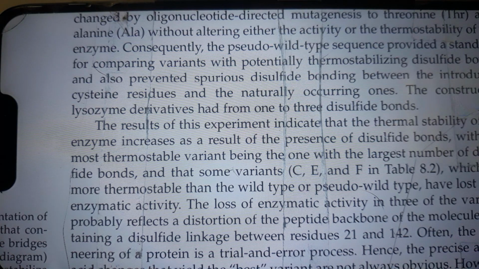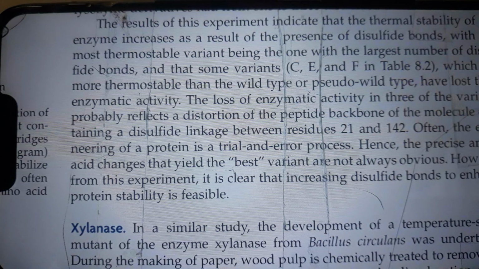The constructed lysozyme derivatives had from 1 to 3 disulfide bonds. The results of this experiment indicate that the thermal stability of the enzyme increases as a result of the presence of disulfide bonds, with the most thermostable variant being the one with the largest number of disulfide bonds, and that some variants, C, E, and F in table 8.2, which are more thermostable than the wild type or pseudo-wild type, have lost their enzymatic activity.